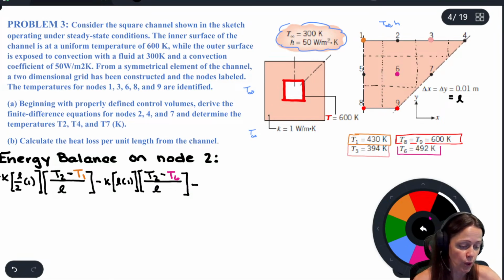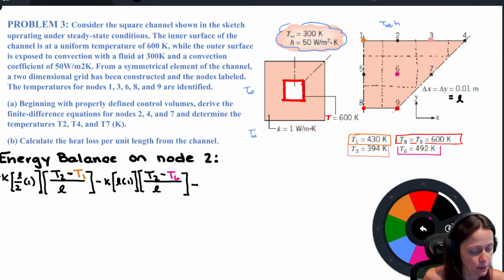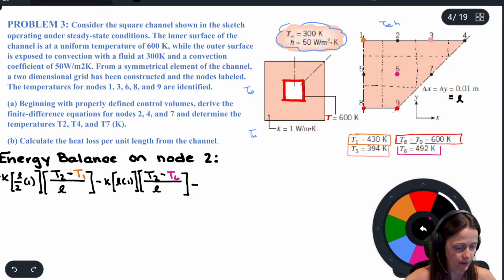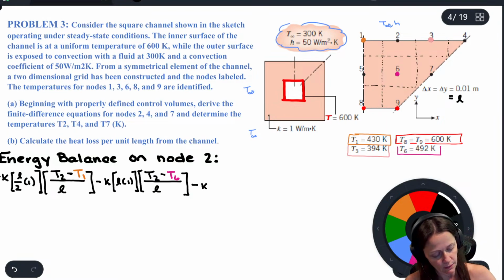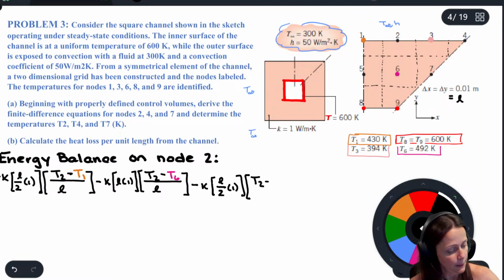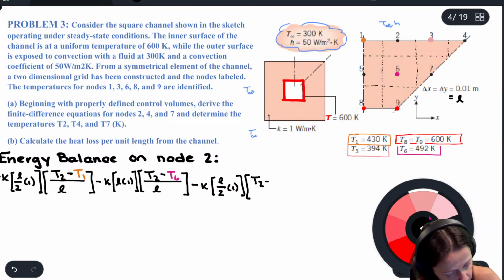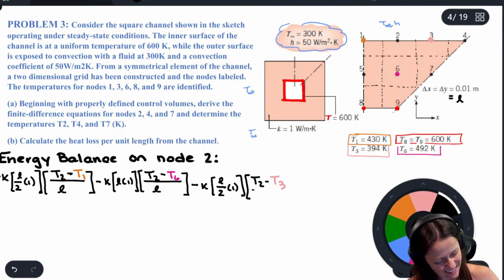Minus, and then I have one coming over from number 3. So this is the one coming from over here, going through a half area. So negative K L over 2 times 1. And then this is T2 minus, oh, I don't remember. Maybe it was this one. Minus T3 over L.